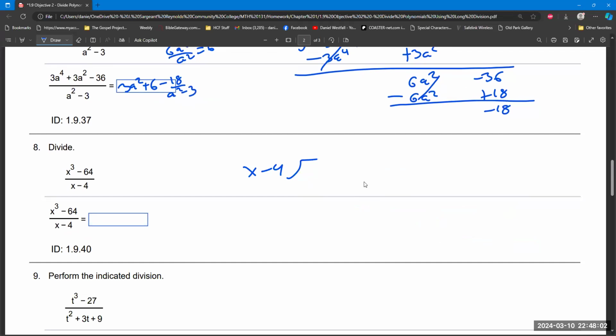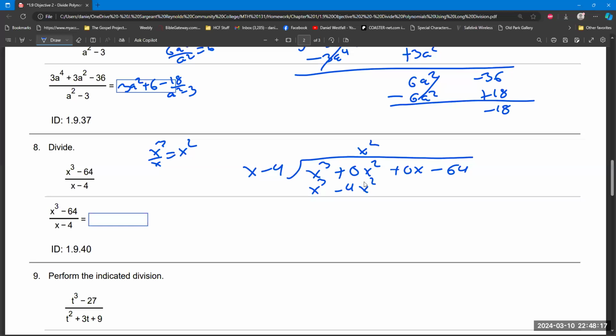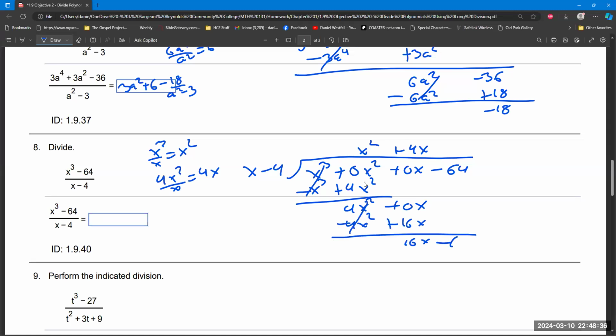So x minus 4 into x to the third plus 0x squared plus 0x minus 64. x cubed over x is x squared. x cubed minus 4x squared. Change my signs and add. 4x squared plus 0x. 4x squared over x is 4x. 4x squared minus 16x. Change my signs and add. 16x minus 64. 16x divided by x is 16. That's 16x minus 64. Change my signs and add. I get exactly x squared plus 4x plus 16.